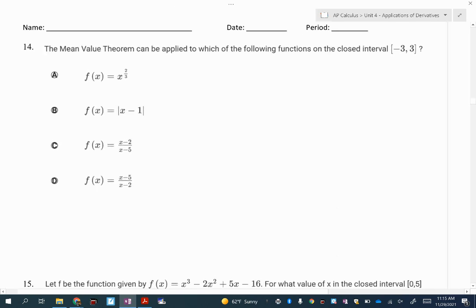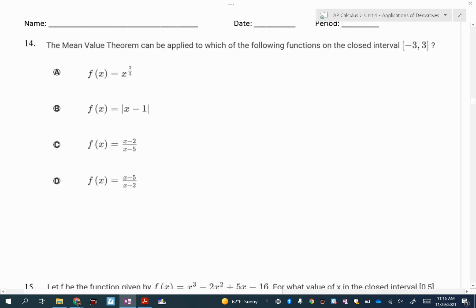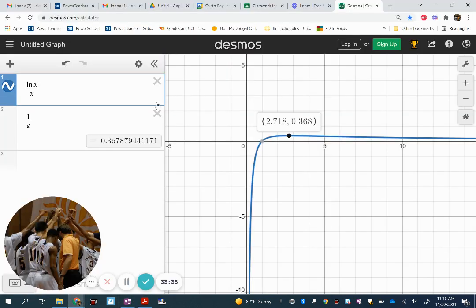All right. Now I'm going to just use decimals for this one. But essentially what I'm saying here is, if we're going to use the mean value theorem to look at these 4 functions between -3 and 3, we know the function has to be continuous and differentiable between those in order for this to be true. So watch what happens when I graph these 4 in Desmos and look at that interval.